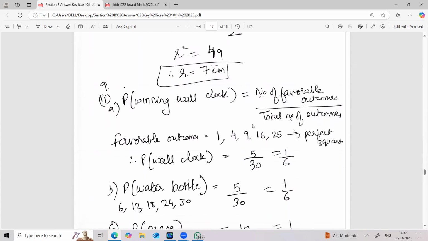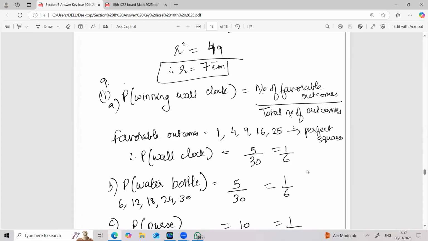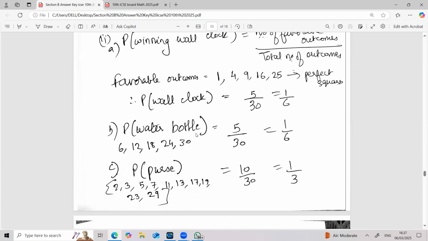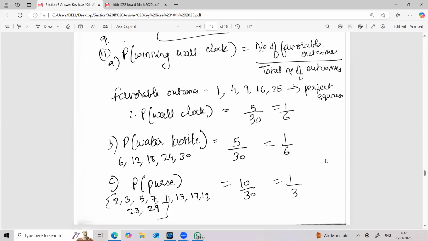Super easy question. When are they giving us a wall clock? When we get perfect square numbers. From 1 to 30, these are our perfect square numbers. So we have 5 favorable outcomes out of 30 outcomes, so 1 by 6. A water bottle they are giving us when it is an even multiple of 3: 6, 12, 18, 24, 30. Again, 5 favorable outcomes by 30 outcomes, 1 by 6.